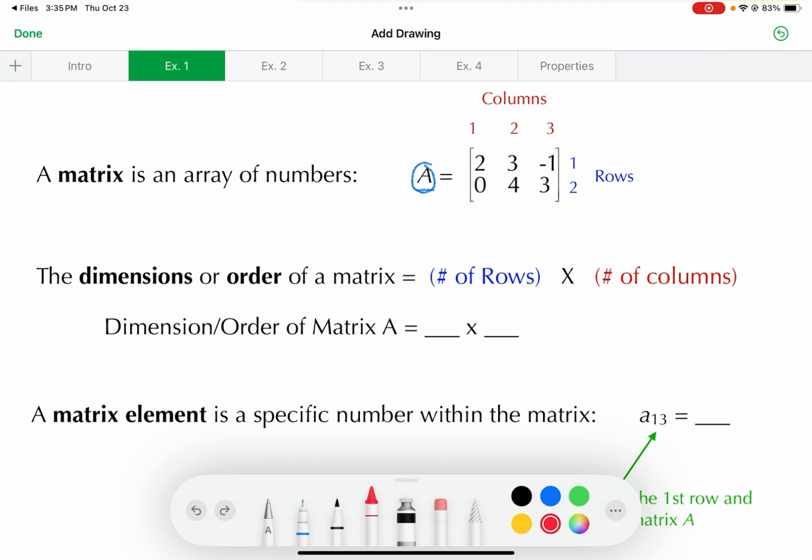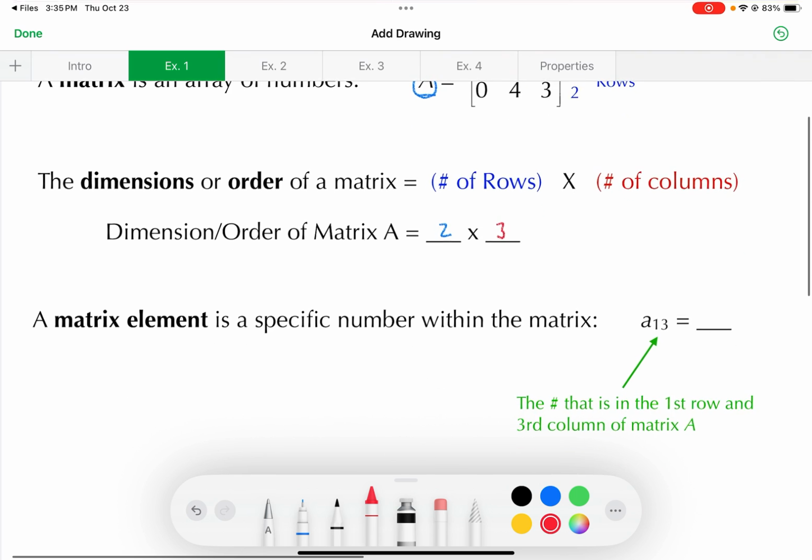Every matrix has a set of dimensions associated with it. Sometimes it's referred to as the order of the matrix. And you would give that as the number of rows times the number of columns. So for this matrix A, I would say it has 2 rows and 3 columns, so its dimension or order would be 2 by 3. One thing to notice is that when you multiply those 2 numbers together, you get 6, which is the number of total elements in the matrix.